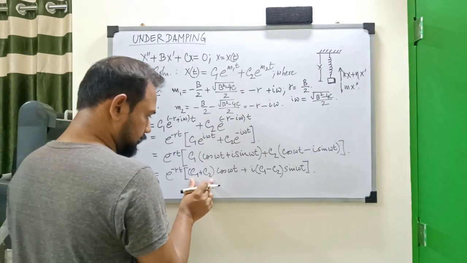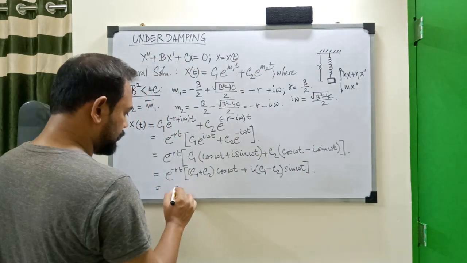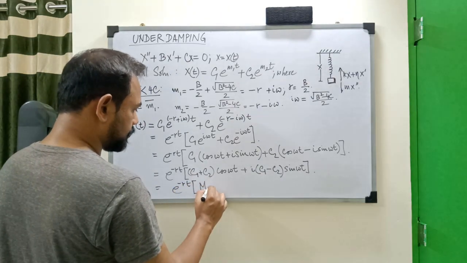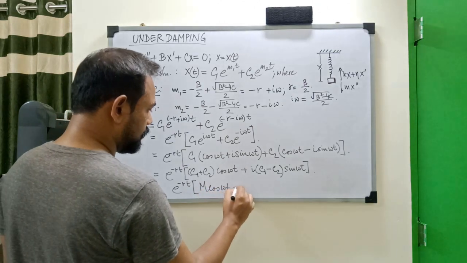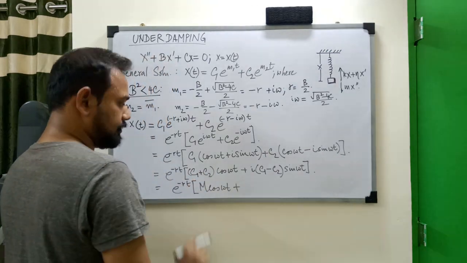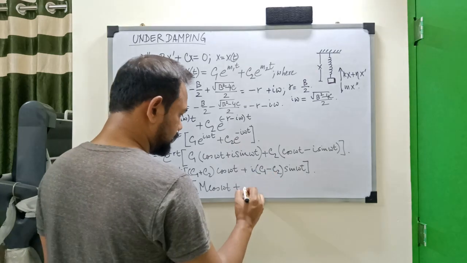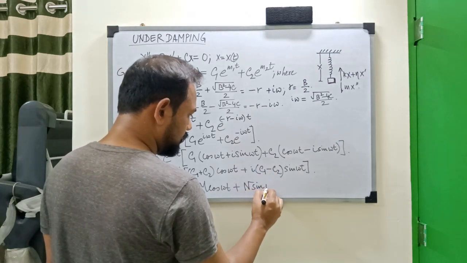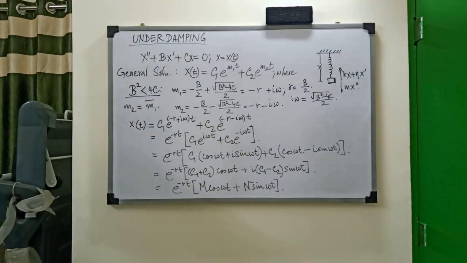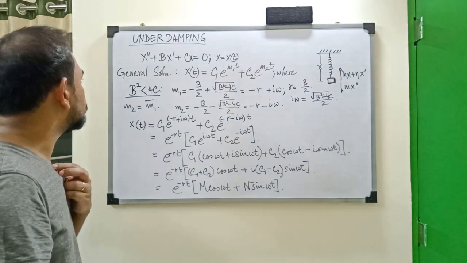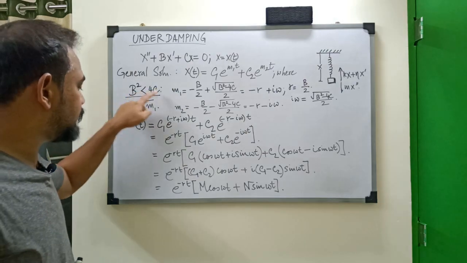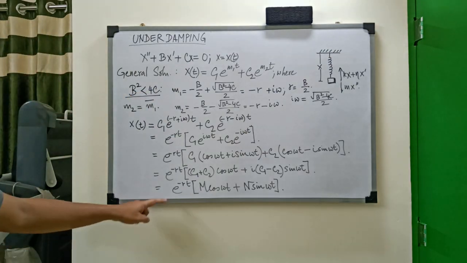Because these are constants, I don't want to keep on writing them in this form. I just write them in a more simplified form. I just want to give them different names. I want to call this first constant m, and the second constant n, with sine omega t. So that's the general solution. That's the form of the general solution in the case where there is underdamping, or b square is less than 4c.